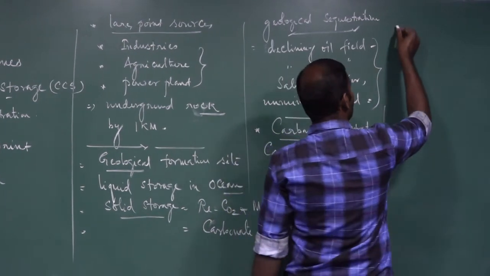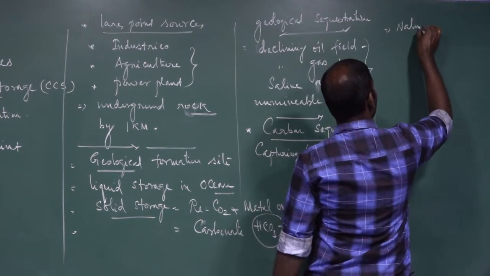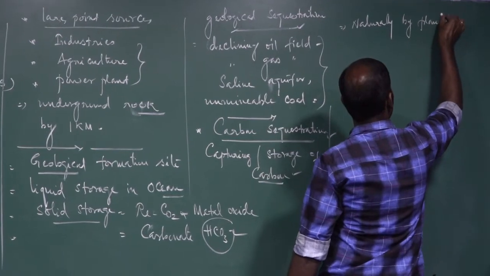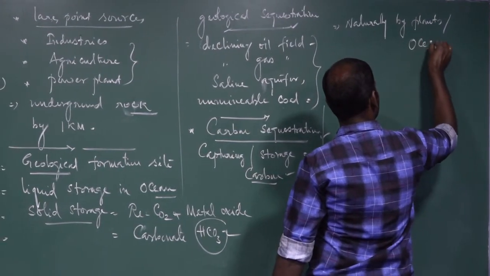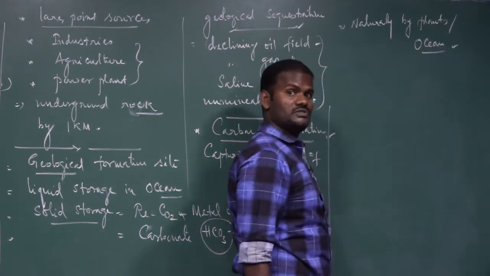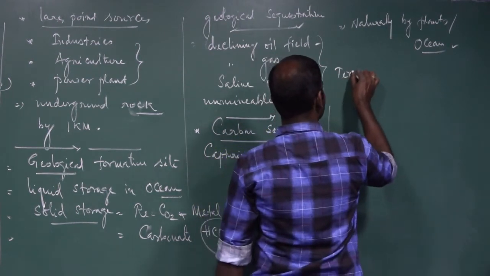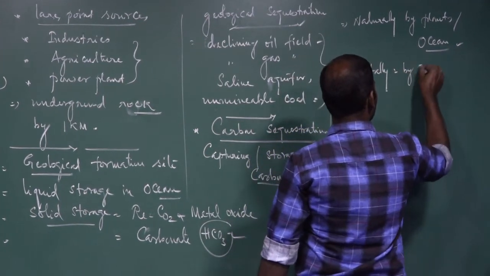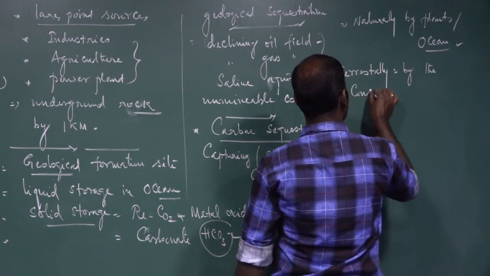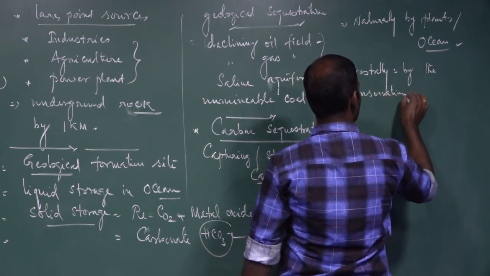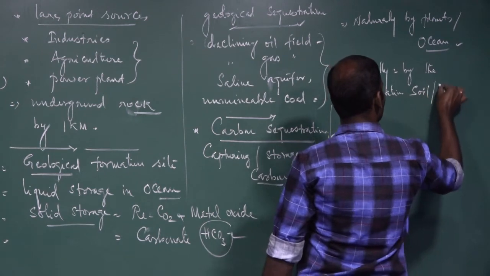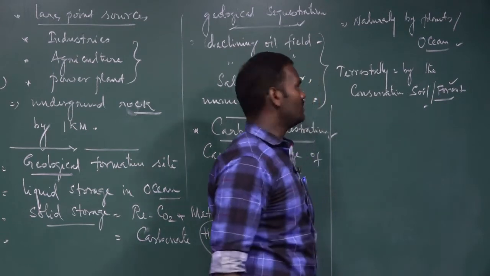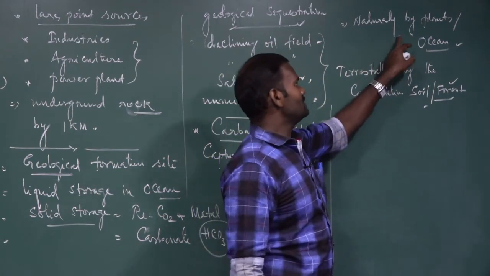Carbon sequestration occurs naturally by plants and oceans. It may occur naturally, or terrestrially, on land. Terrestrially, it may occur by the conservation of soil and forest conservation. If you conserve the soil and forest, automatically we can secure the carbon. So carbon sequestration occurs naturally by plants.